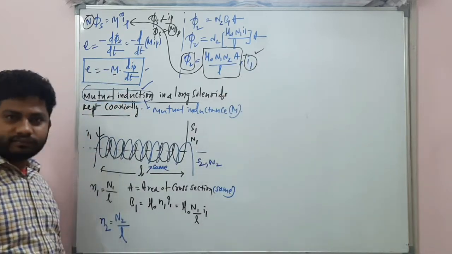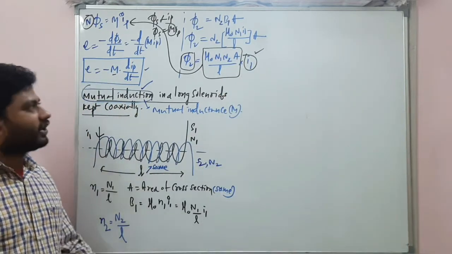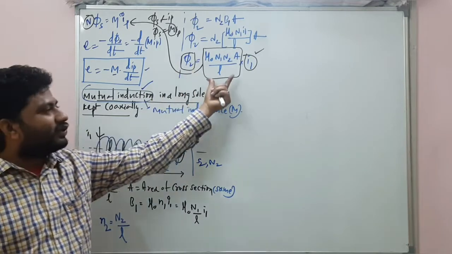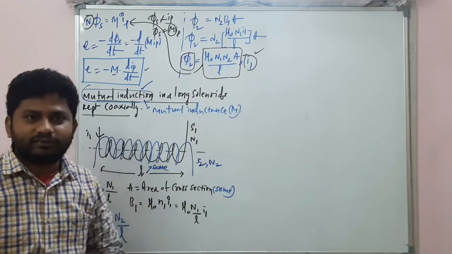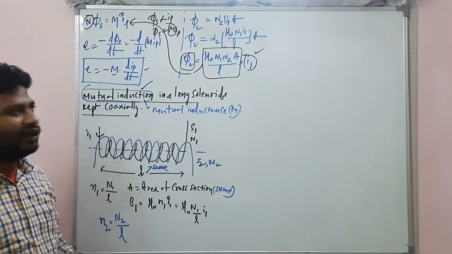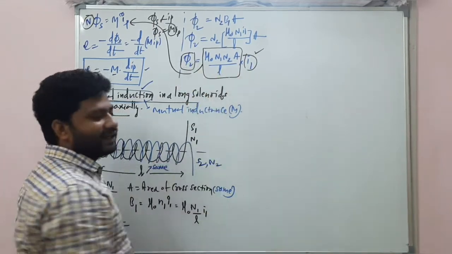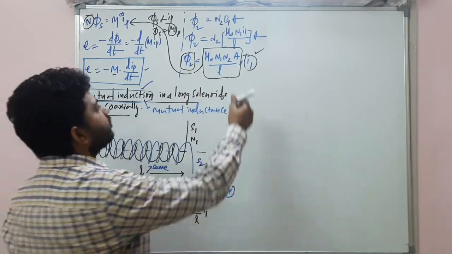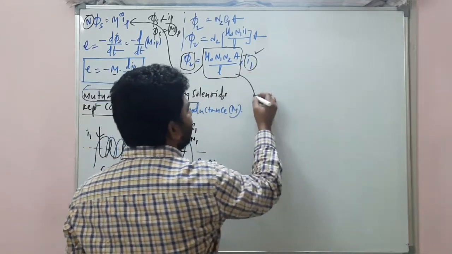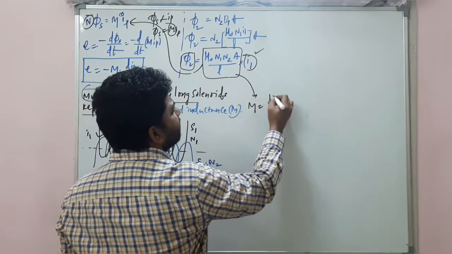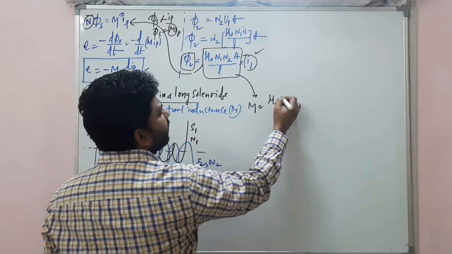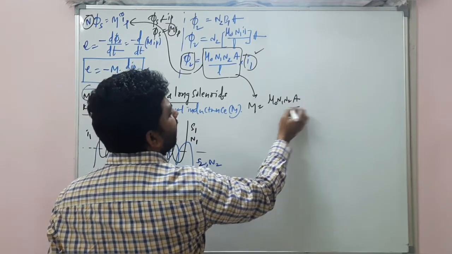Clear? The basic equation: the magnetic flux linked with the secondary coil is equal to mutual inductance into I1. So this is your mutual inductance value. So what is your mutual inductance value from here? Let's write here: mutual inductance in the case of a long solenoid is mu naught N1 N2 A by L.